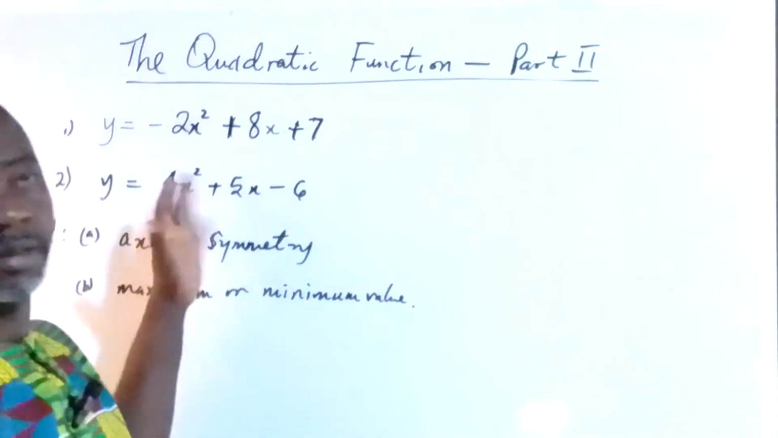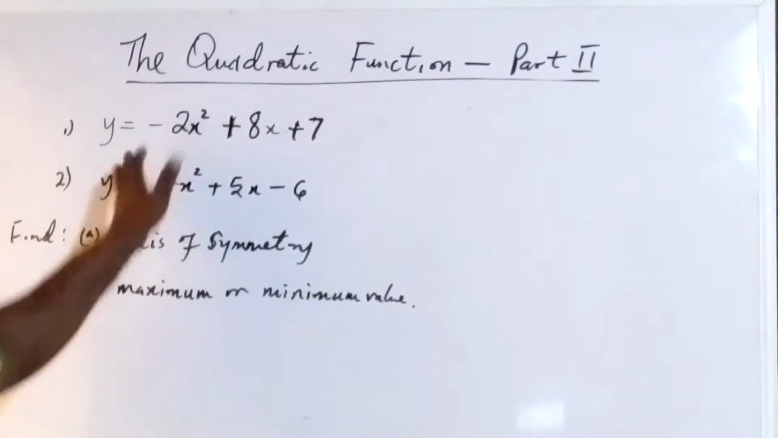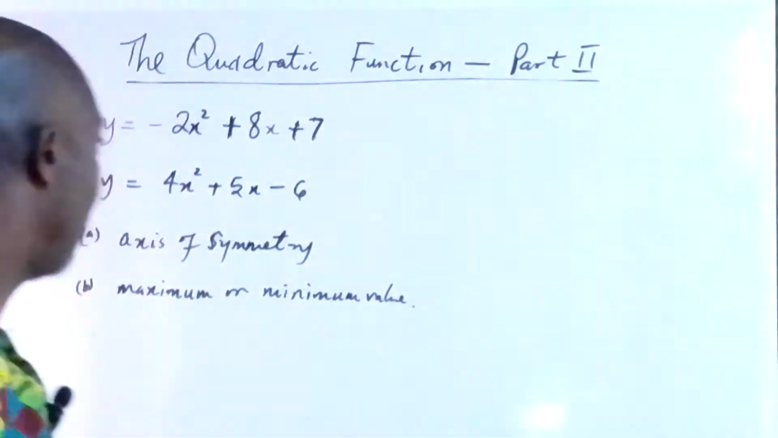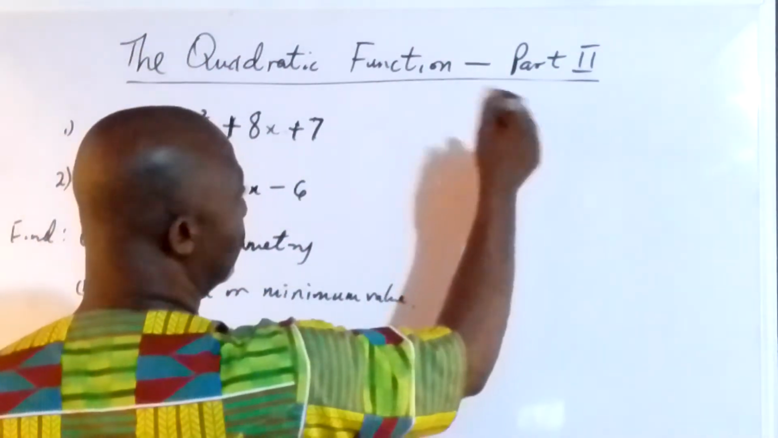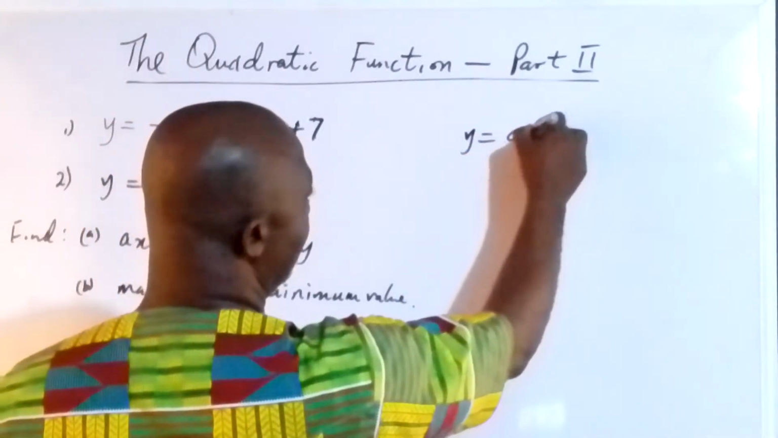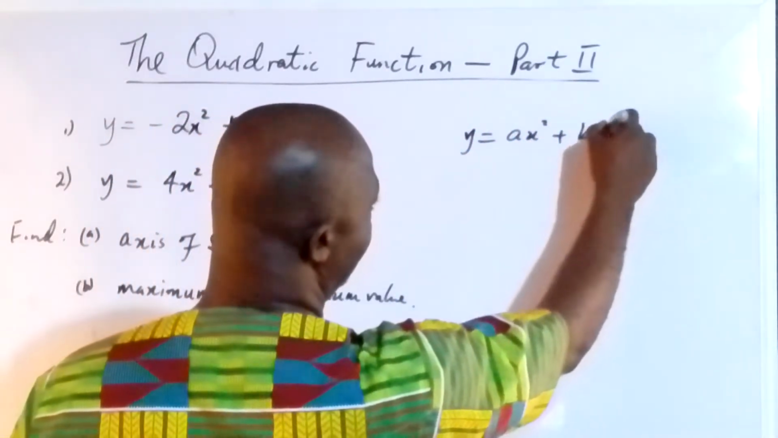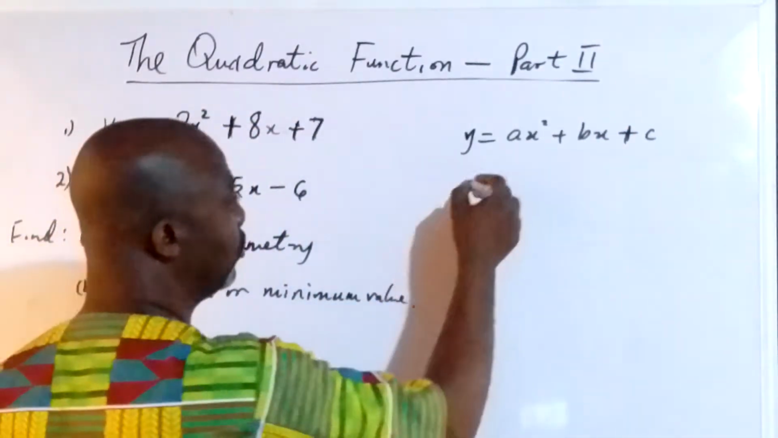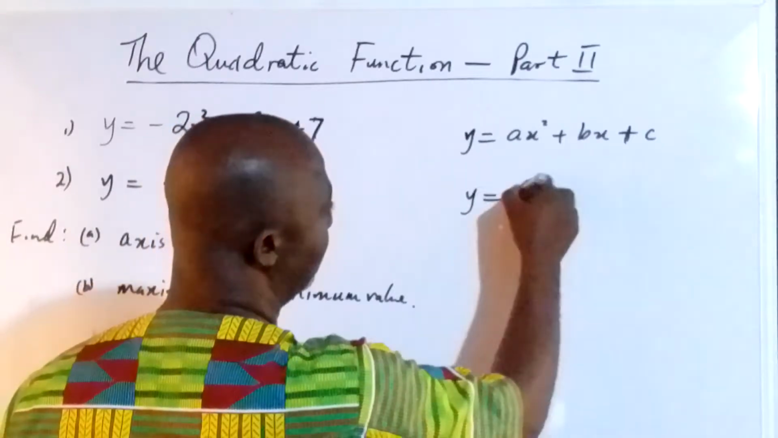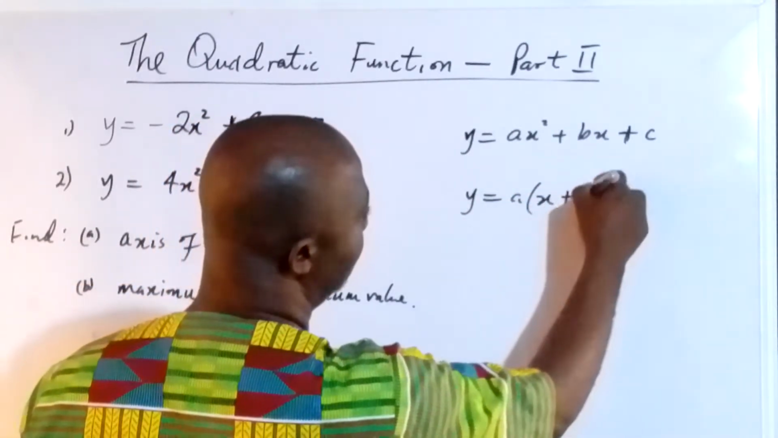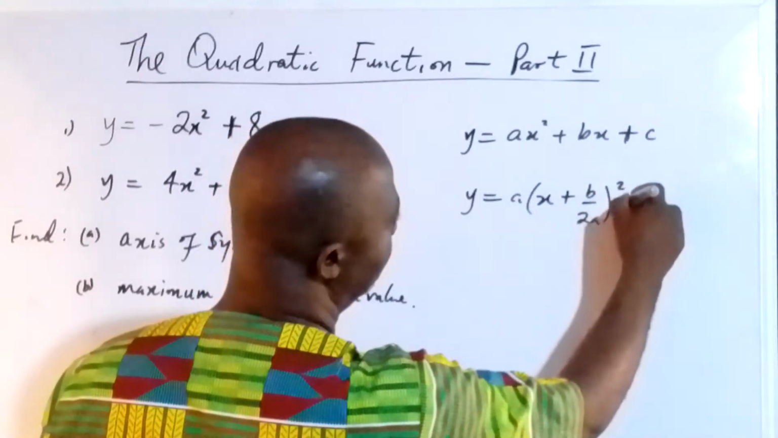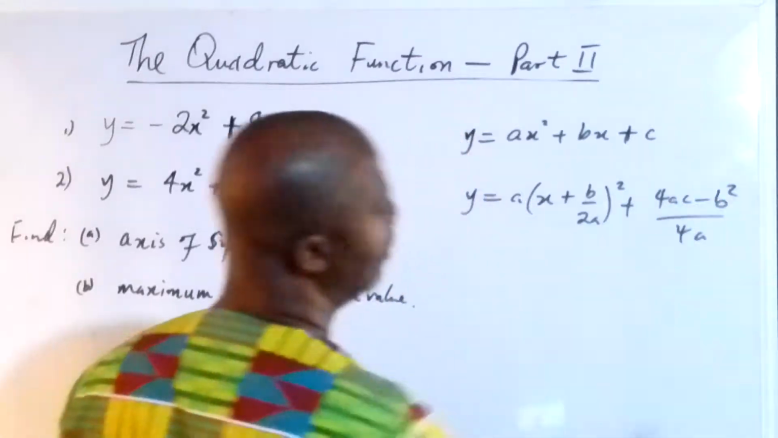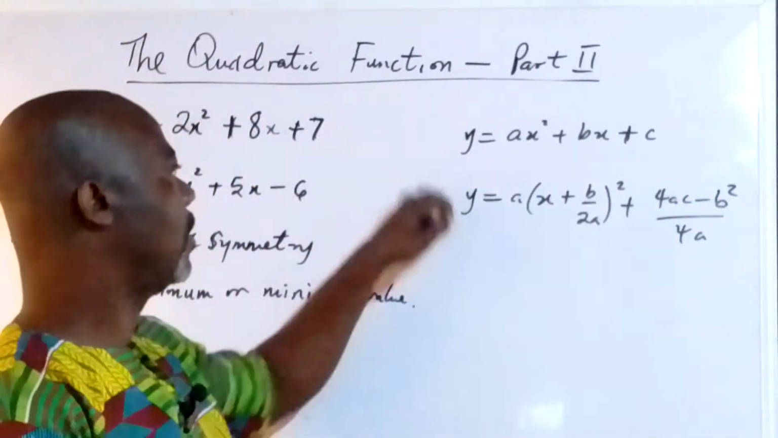Today we are going to look at the quadratic function part 2. Previously I made a video where I showed how to apply completing the square to transform the standard form of the equation of the quadratic function to the vertex form, where we have a open bracket x plus b over 2a squared plus 4ac minus b squared over 4a. So this is the vertex form and that's the standard form.